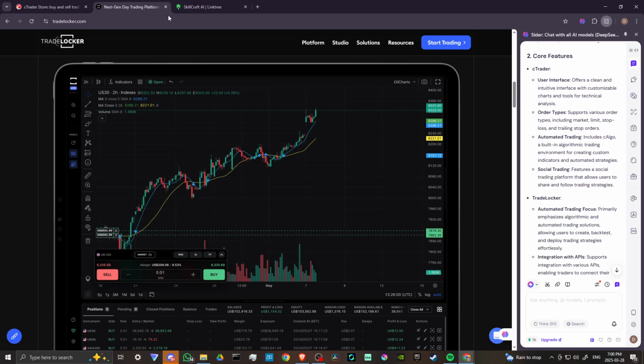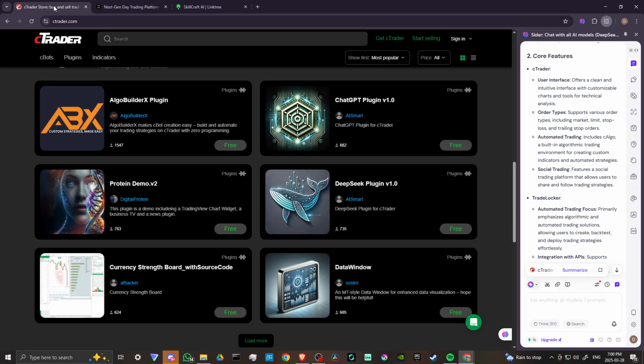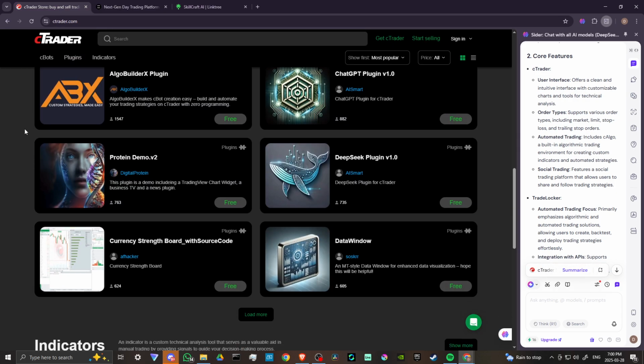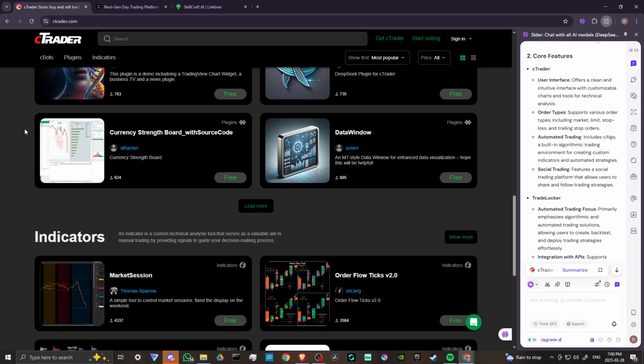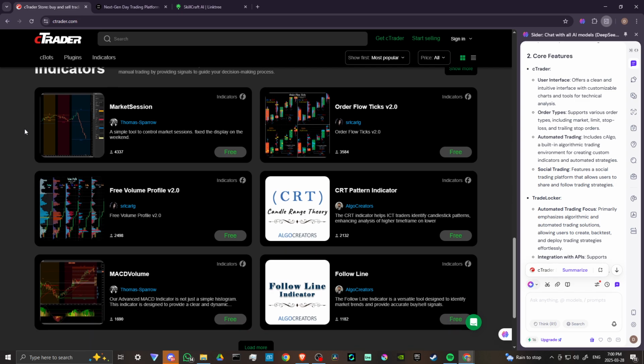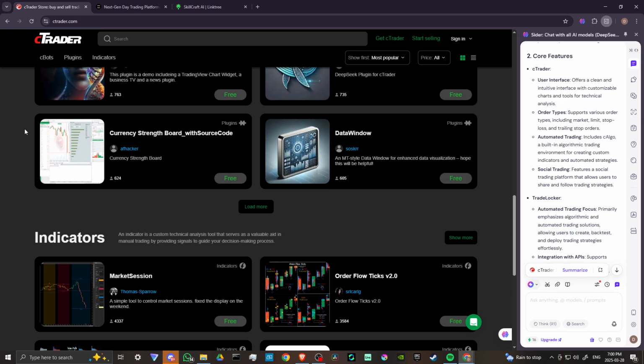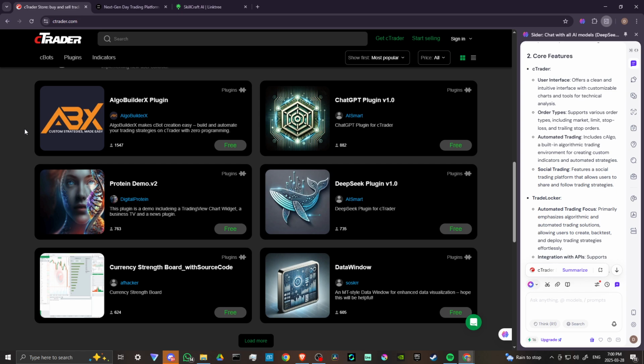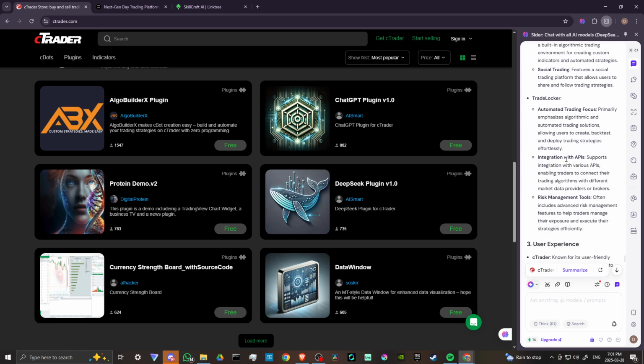Core features include, for Ctrader, a clean and intuitive interface with customizable charts and tools for technical analysis. It supports various order types, including market, limit, stop loss, and trailing stop orders. It includes C-Algo, a built-in algorithmic trading environment for creating custom indicators and automated strategies. It features a social trading platform that allows users to share and follow trading strategies.